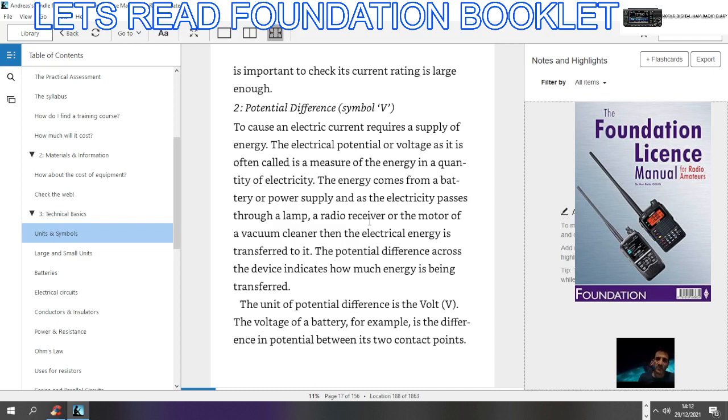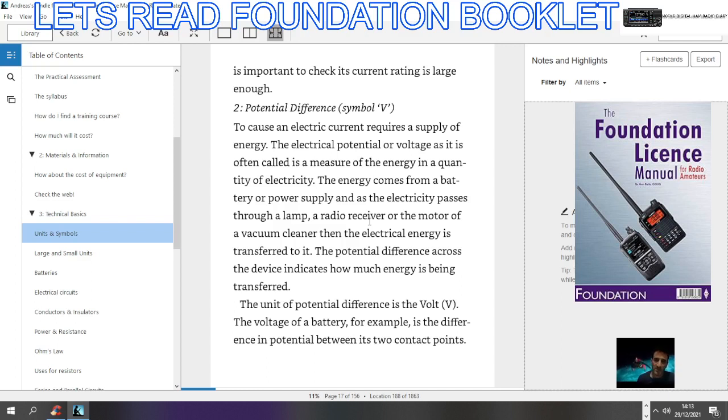Number 2, potential difference, the V symbol. To cause an electric current requires a supply of energy. The electrical potential, or voltage as it is often called, is a measure of the energy in a quantity of electricity. The energy comes from a battery or power supply, and as the electricity passes through a lamp, radio receiver or the motor of a vacuum cleaner, then the electrical energy is transferred to it.